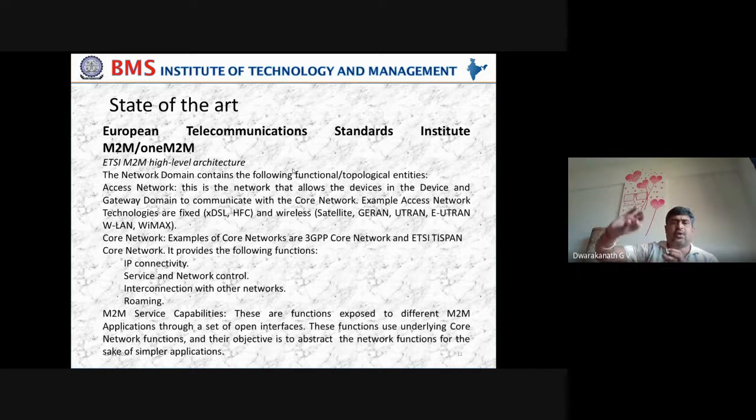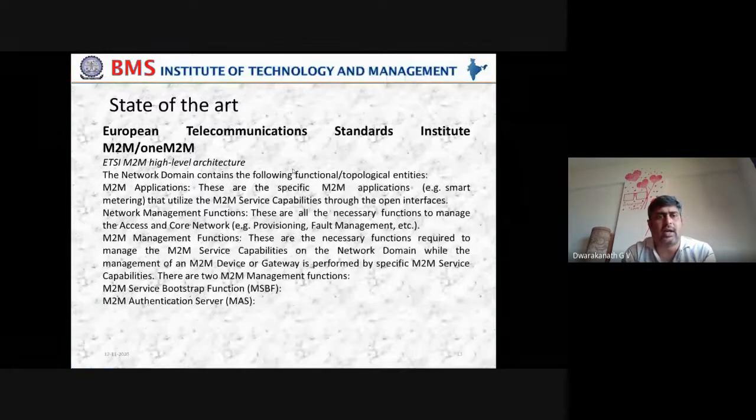Underlying the core network functions, the main objective should reach my objective. The objective is to abstract the network functions for the sake of the simpler application. I will group all the network functions together. Ultimately, the data should go and sit in a cloud. This is my aim. Whatever access network or internet you are using, I never think about that, but finally my data should be there on the cloud. So that is a service capability.